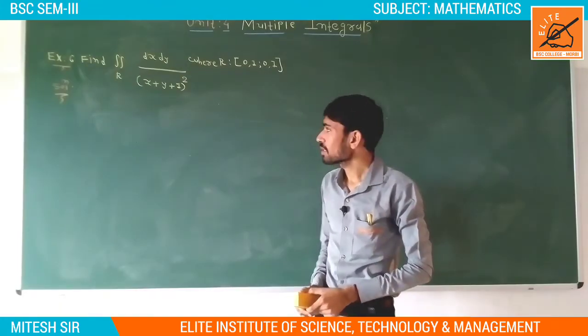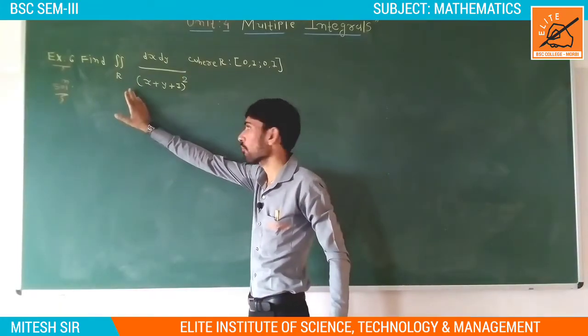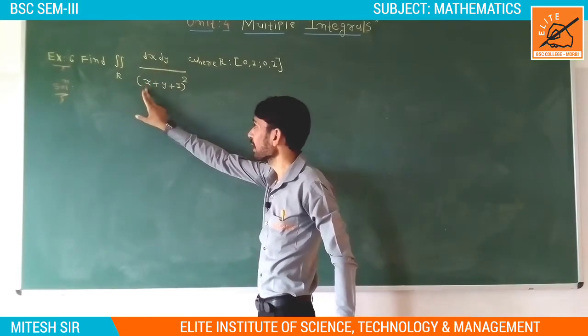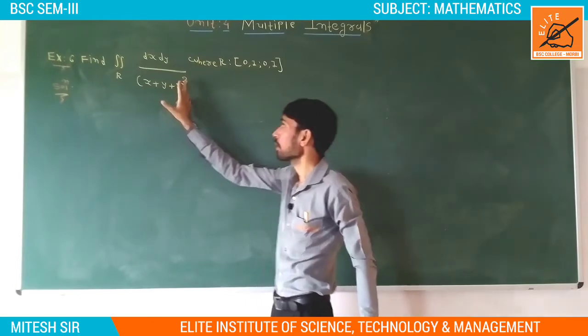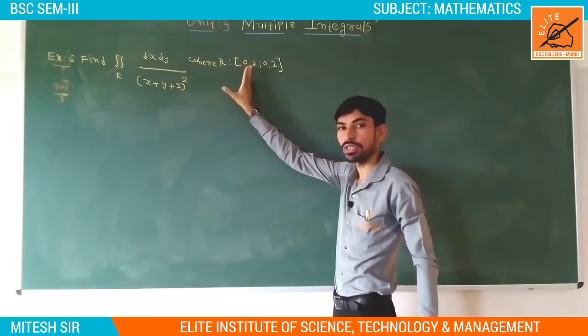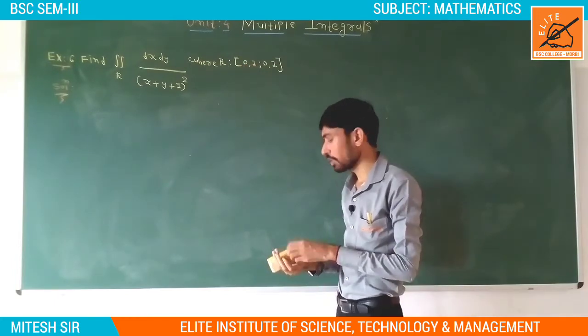Note down example number 6. In example number 6 we are given: find the double integration over R of dx dy, where our function is 1 upon (x plus y plus 1) whole square, and our region is bounded by the limits 0 to 1, 0 to 1. So here both the limits are the same. So let's see the solution.